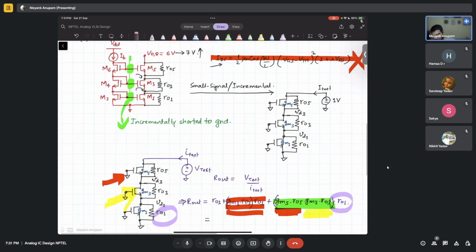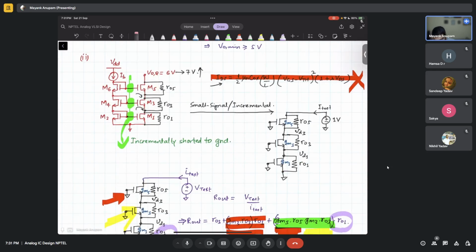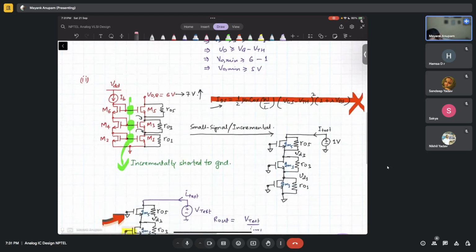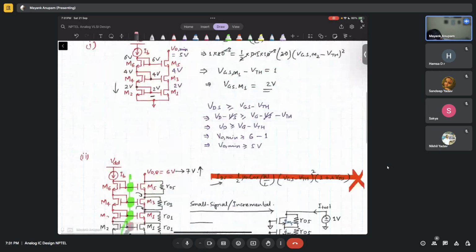So the next point that I wanted you to understand was, I also said that because of each layer of cascoding, what is going to happen?